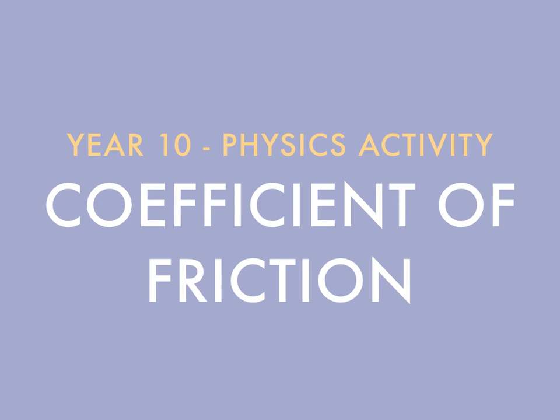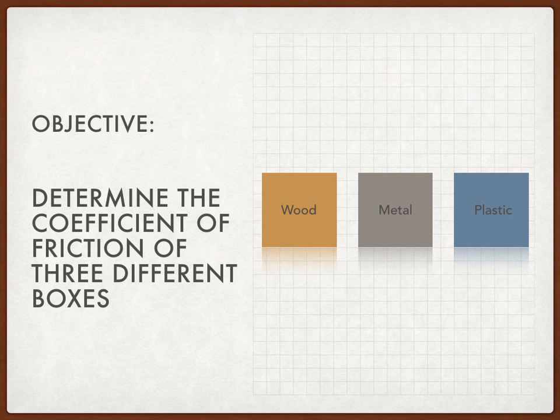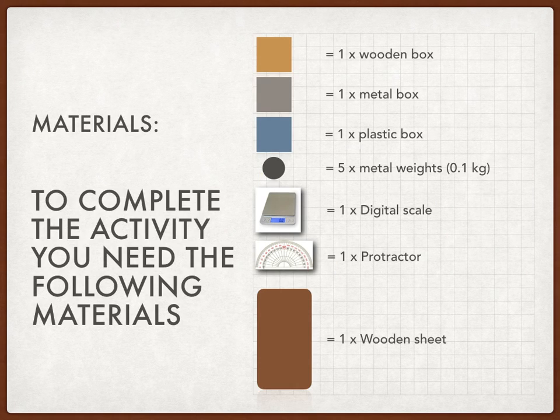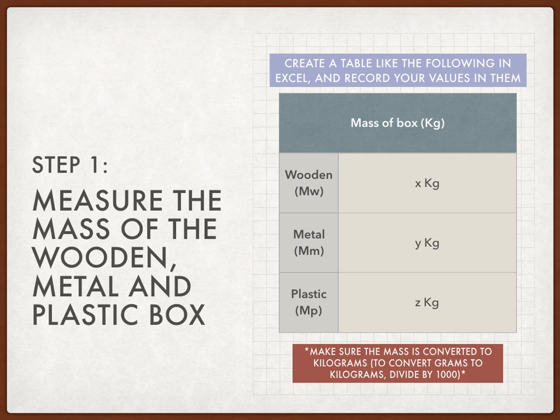So for today's lesson, I've set you an activity that helps you explore the coefficient of friction for different materials. The objective for you today is to determine the coefficient of friction of three different boxes. These are made of wood, metal, and plastic. I've given enough materials for you all to work in groups of 2 to 3, and you should all have the following. These will help you complete the activity.